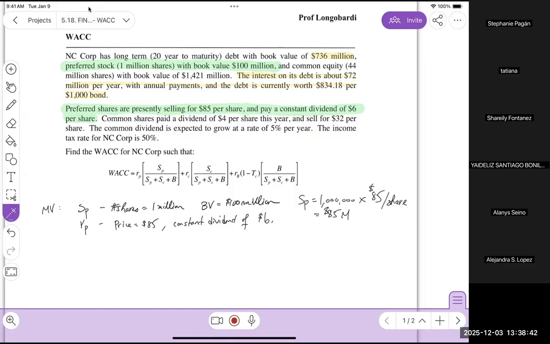You're not going to make me proud? Come on, guys. What is a basic pricing model for stock? PV0 equals C1 over I. Or in our case, $85 equals 6 over RP, you see? So RP is equal to 6 divided by 85. That's it. So it's 7%.